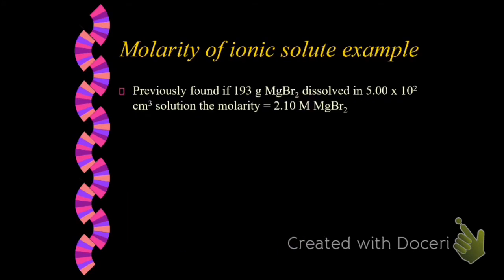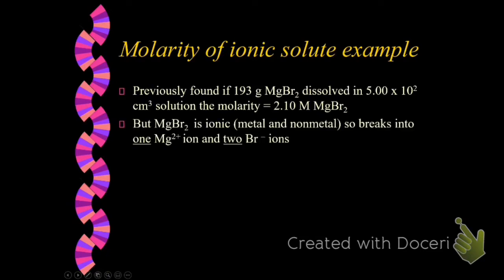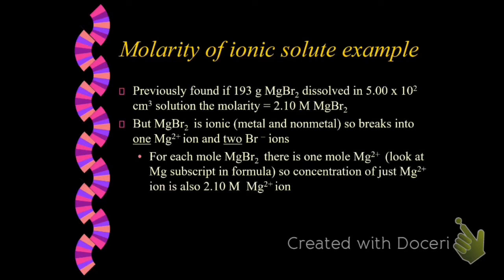In the example we just did, we found that the molarity of the solution was 2.10 molar for the entire ionic compound, the magnesium bromide. But we recognize that magnesium bromide is ionic. It's made of a metal and a nonmetal. So when that dissolves, I'm going to produce 1 magnesium ion and 2 bromide ions. I get that by looking at the subscripts.